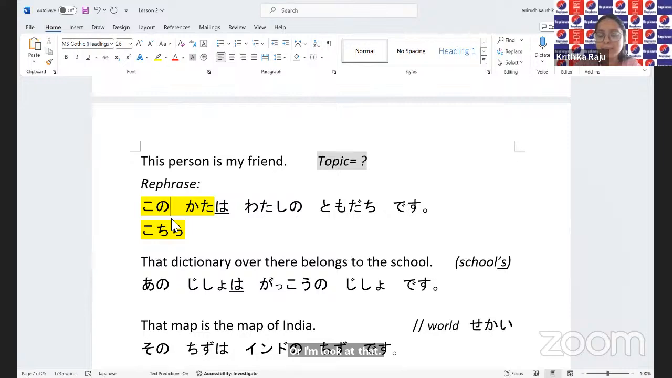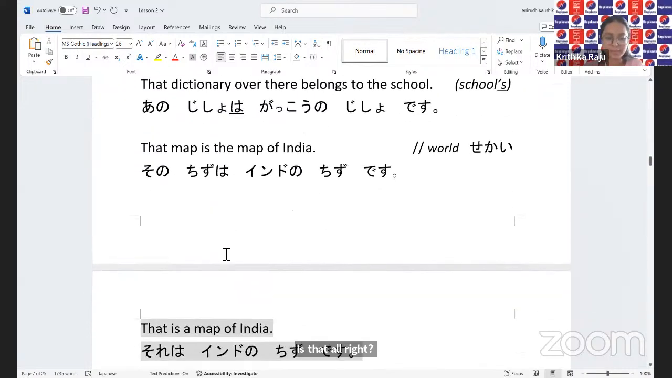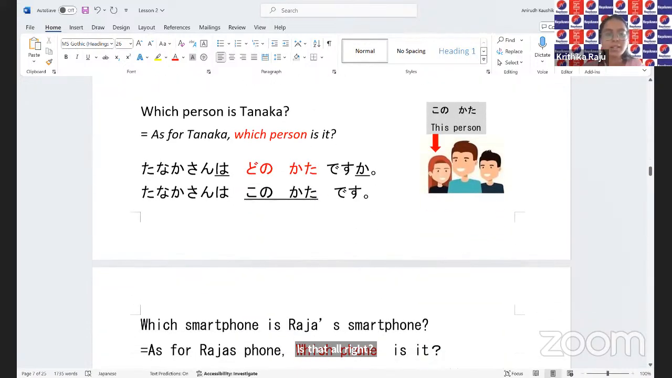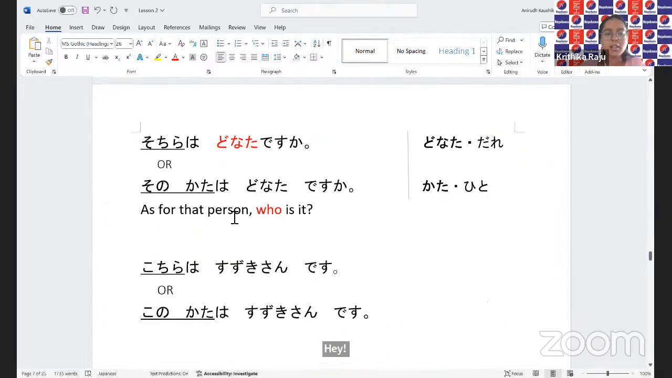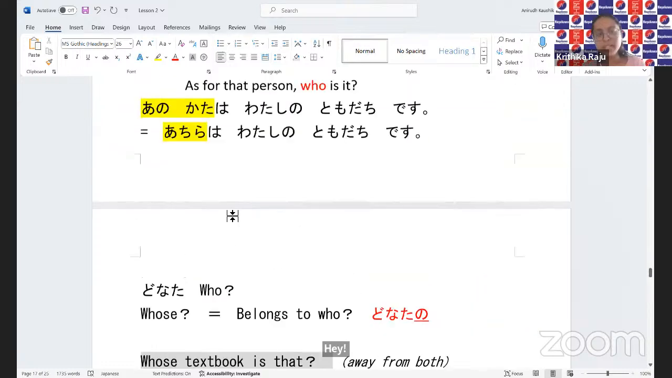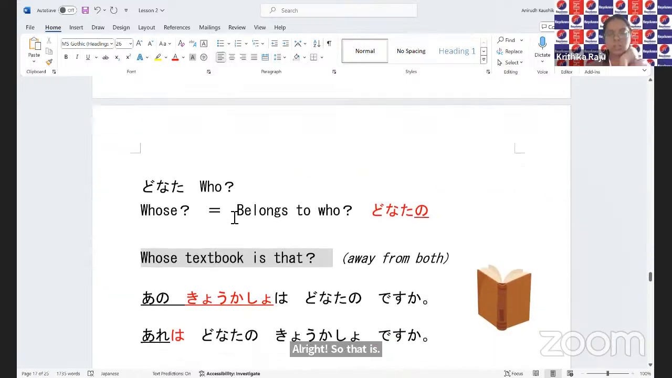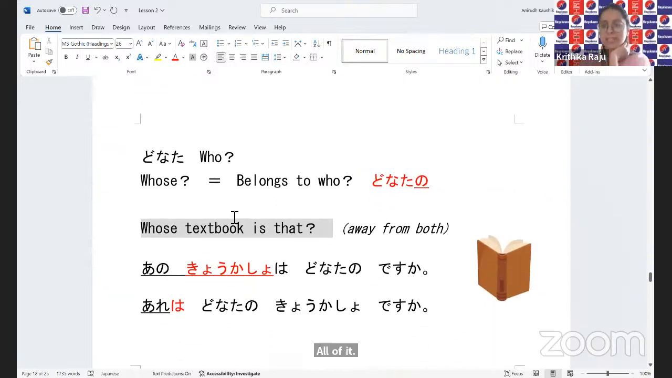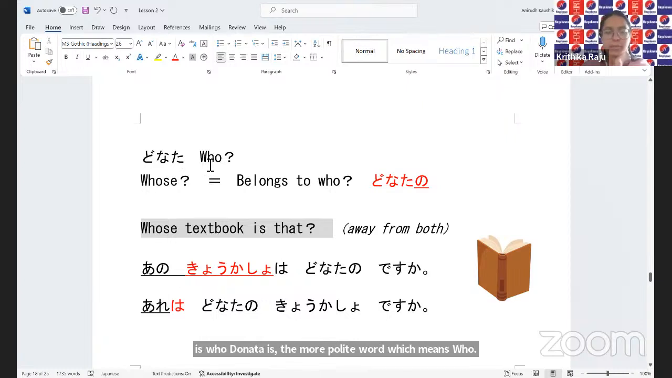Arigato gozaimasu. Okay. All right. So that is all of it. Let's just look at one more sentence. Donata is who. Donata is the more polite word. It means who. We also have the word dare, but donata is the more polite word.